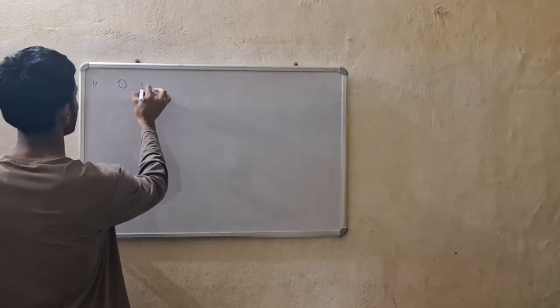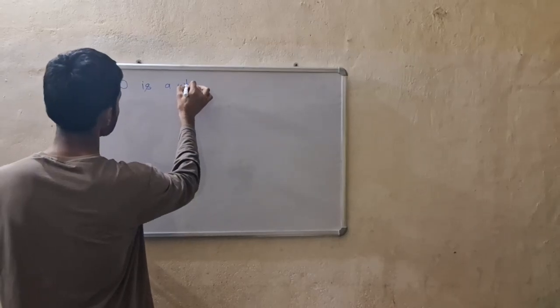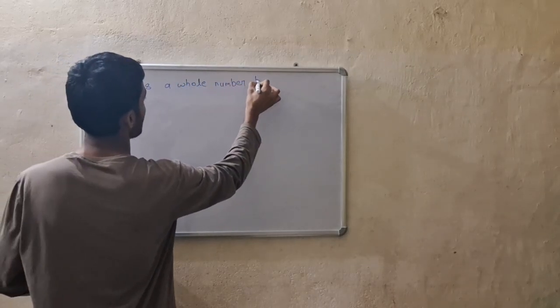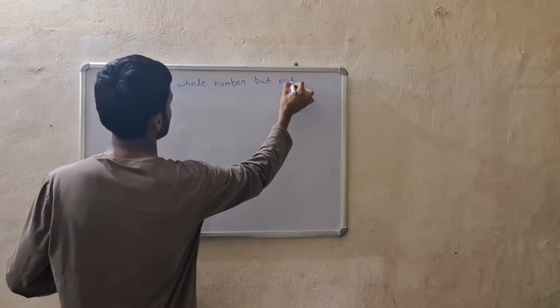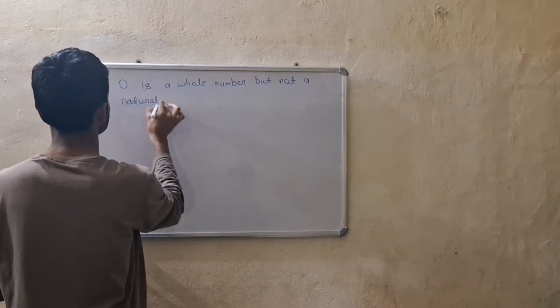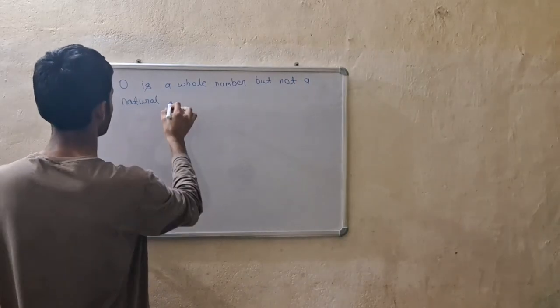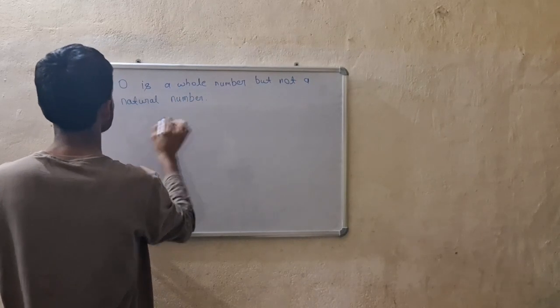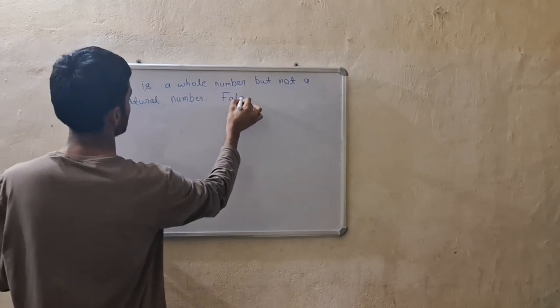So 0 is a whole number, but not a natural number. So this statement is false.